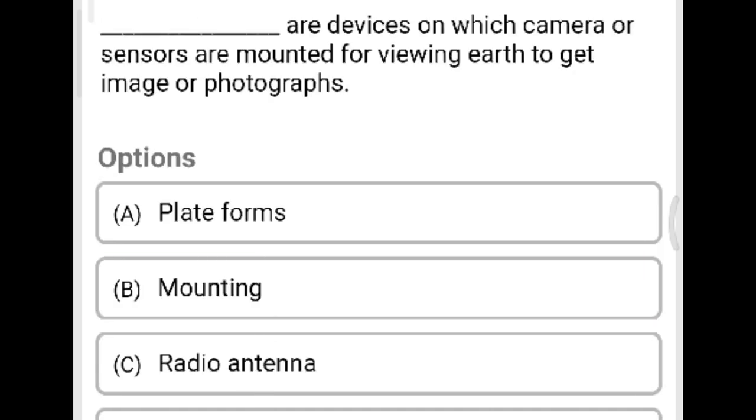So next question, dash or device on which camera or sensors are mounted for viewing earth to get image or photographs. Option A platforms, option B mounting, option C radio antenna, option D none of the above. The correct answer is option A platforms.